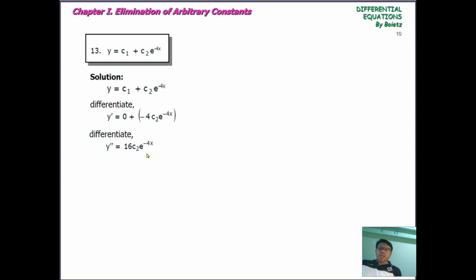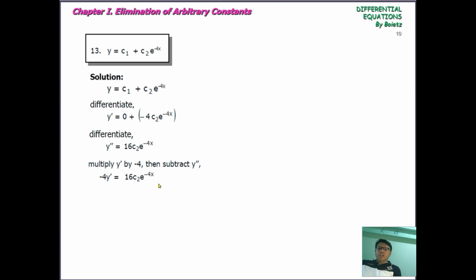So, again, C2 was not eliminated. Only C1 was removed. So, by substitution, or simultaneous equation. Multiply y prime by negative 4. When you multiply this by negative 4, it becomes negative 4y prime, then this will become positive 16 C2 e to the negative 4x.